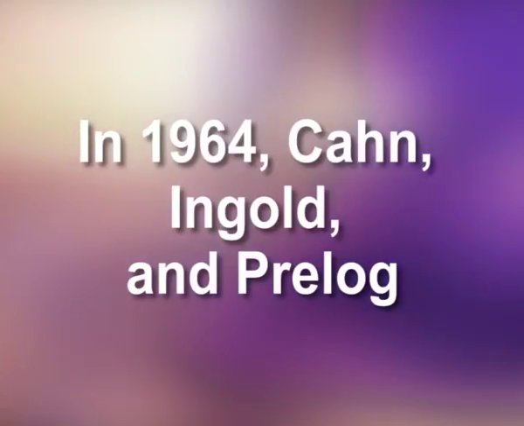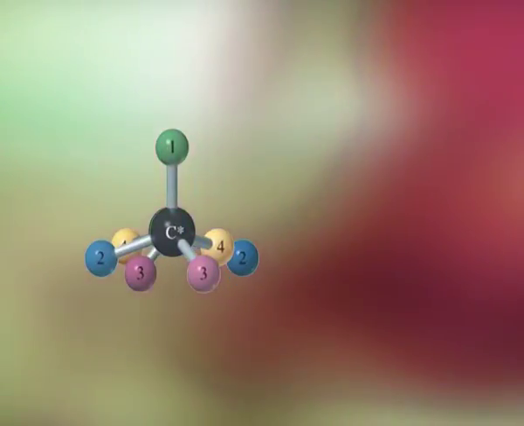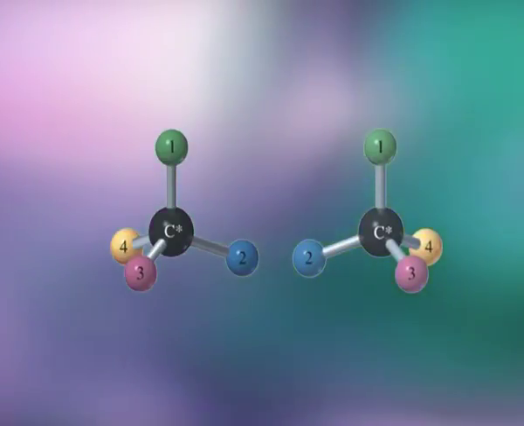In 1964, Kahn, Ingold and Prelog proposed that chemists use the term chiral. Chirality, as defined by Kelvin, means handedness. It is based on the Greek word for hand, cheir, in reference to that pair of non-superimposable mirror images. Chirality in organic molecules has already been observed in organic molecules.